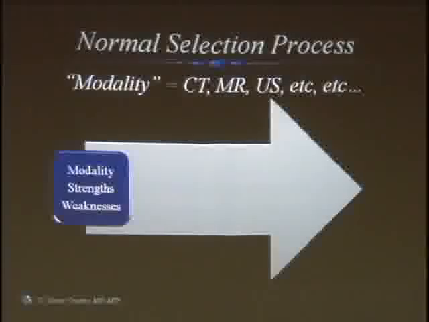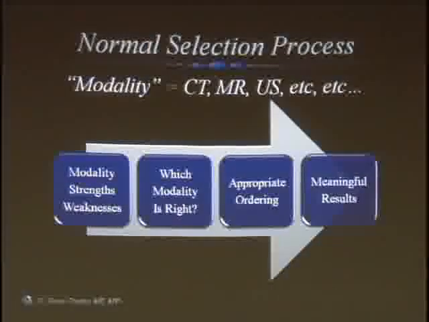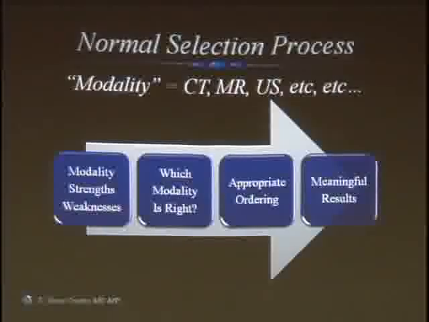The normal selection process for what modality, in other words, what kind of image, CT, MR, plain film, whatever, requires that you know what the strengths and weaknesses of that modality are. You're all closet radiologists, aren't you? You know all that, right? So how can you possibly make the modality choice that's right, which would lead to appropriate ordering, which would lead to meaningful results? How can you do that? It's a daunting task, and it's also why we are here today. We're trying to help you understand the basics so that you can do this for the types of modalities, CT especially, that you use on a daily basis.